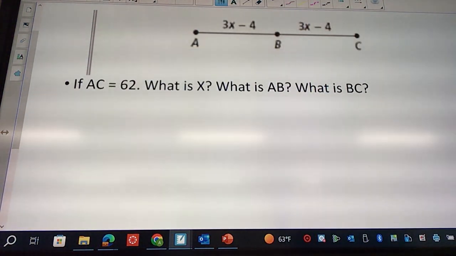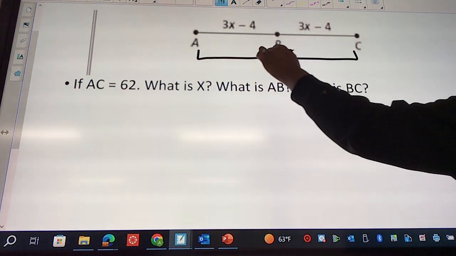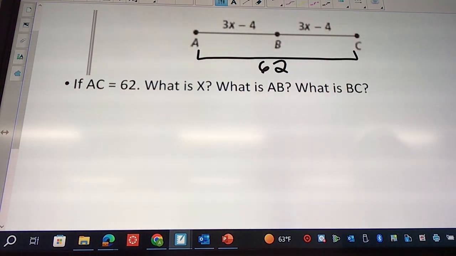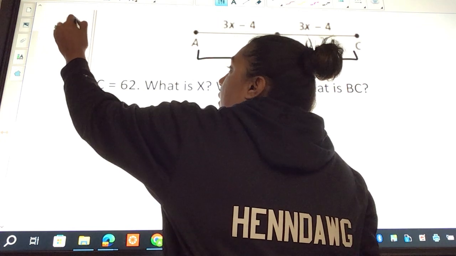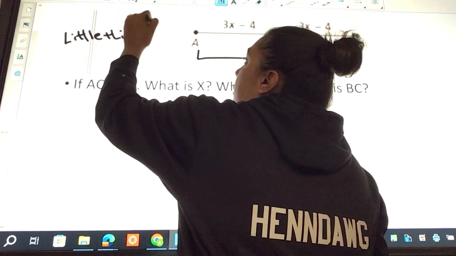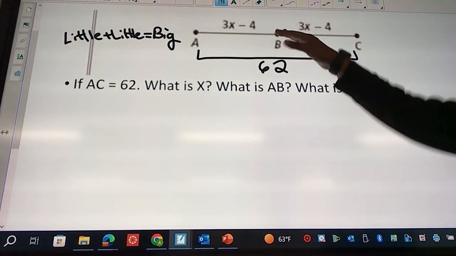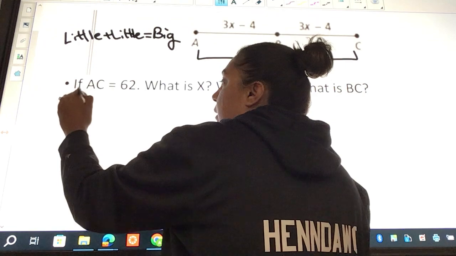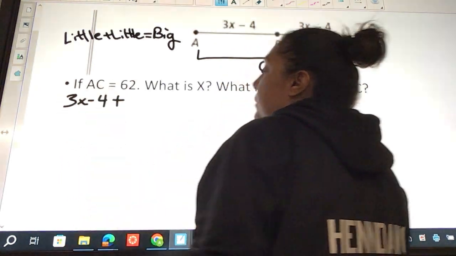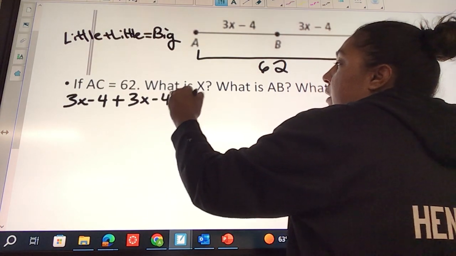Okay, if AC is 62, so AC is our big one, is 62, what is x? Now, this does not say midpoint, so you're going to do the little plus the other little equals the big, because it does not say midpoint. So our first little is 3x minus 4 plus my other little, which is 3x minus 4, equals 62.